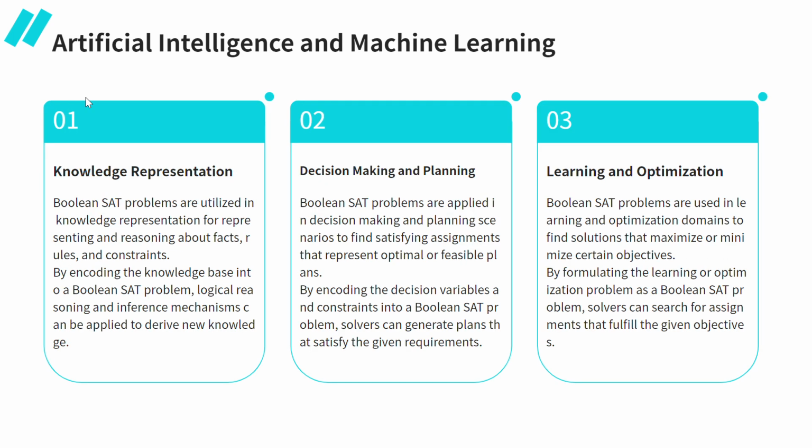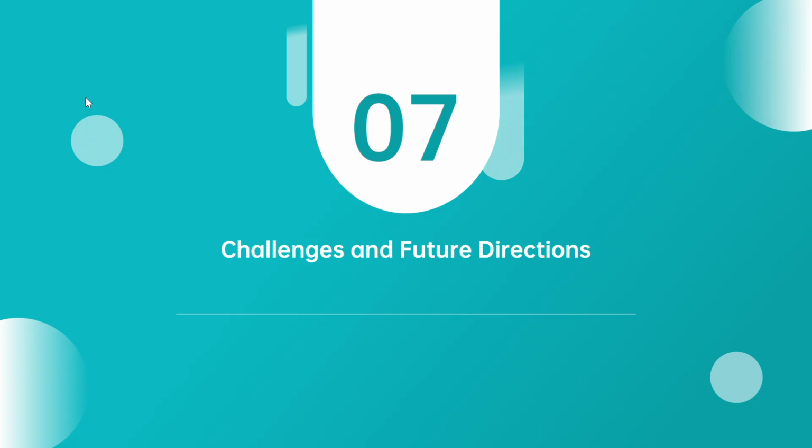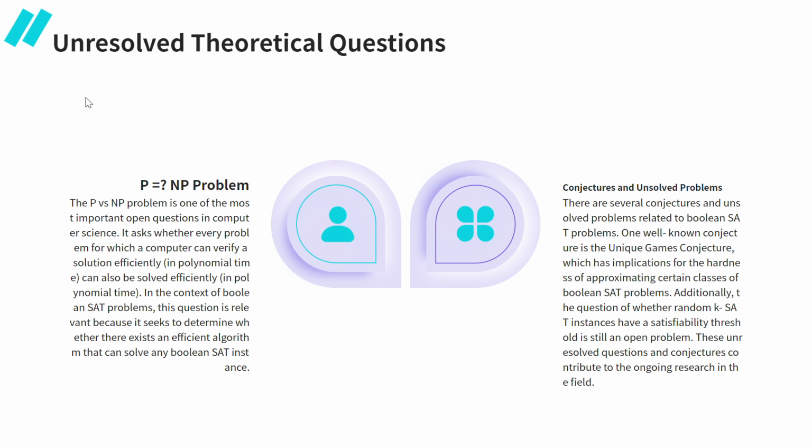Next, in the field of artificial intelligence, in knowledge representation, Boolean SAT problems are utilized for representing and reasoning about facts, rules, and constraints. Decision making and planning: Boolean SAT problems are applied in decision making and planning scenarios to find satisfying assignments that represent optimal or feasible plans. Learning and optimization: Boolean SAT problems are used in learning and optimization domains to find solutions that maximize or minimize certain objectives. So, challenges and future directions.